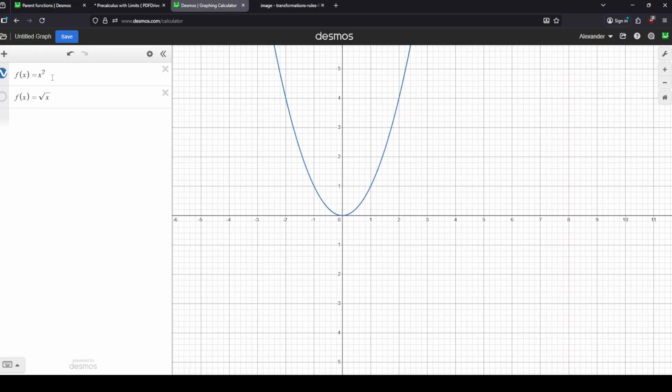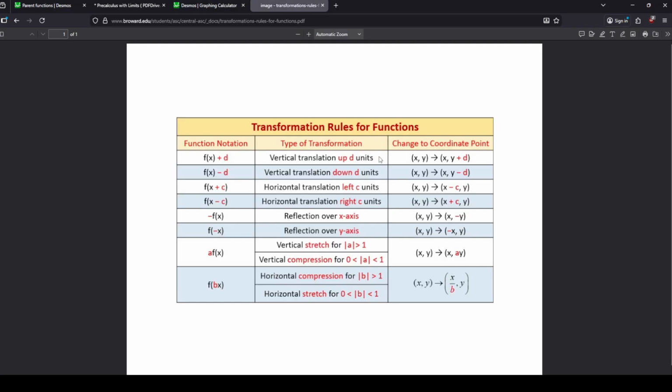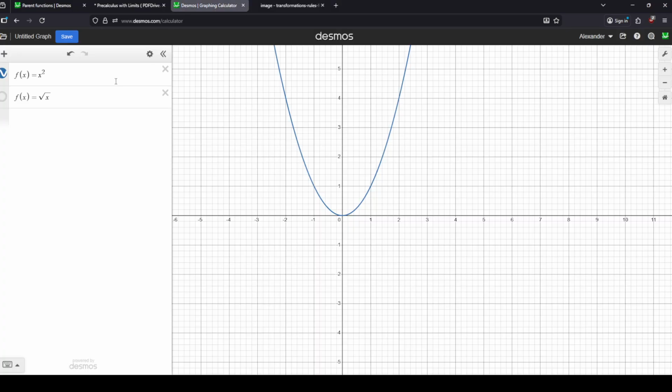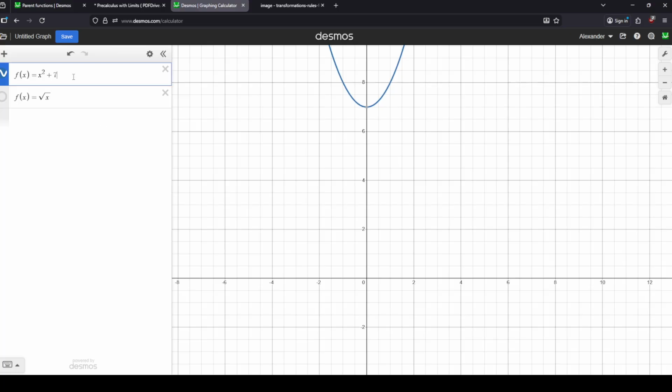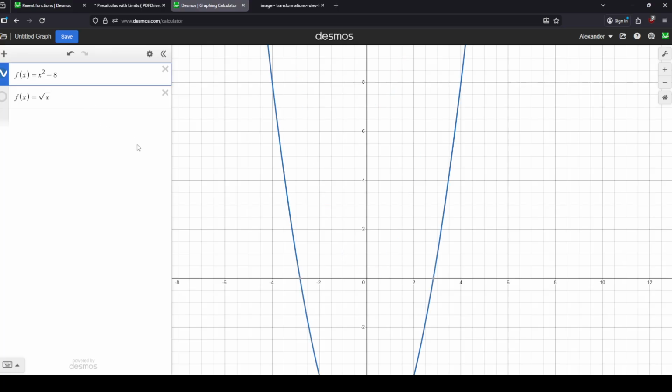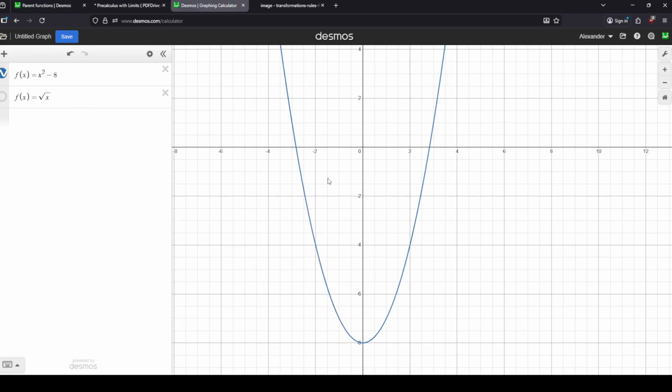So let's say we're looking at f of x equals x squared, and we want to do a vertical translation. Well, according to our set of rules right here, all we have to do is add or subtract some value. And they're calling this the value d, or the variable d. So let's say I add 2. Well, that just shifted everything up 2 units. What if I added 3? Everything shifted up 3 units from the parent function. 7, moves up 7. If I instead subtract 8, moves everything down 8.